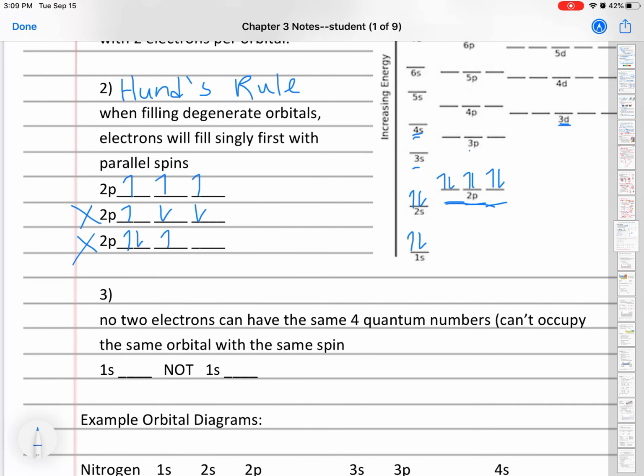And then the third rule is called Pauli's exclusion principle.